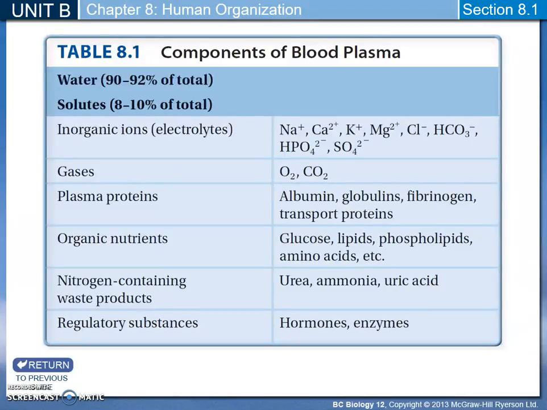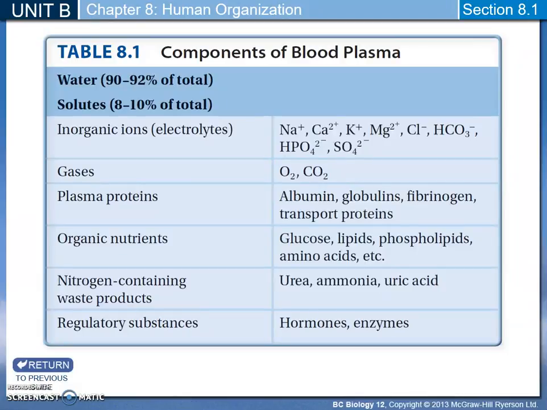And then, if we look at the components of plasma itself, it would be 90 to 92% water, and then 8 to 10% solutes. Of those, you would find inorganic ions, also referred to as electrolytes, so sodium, calcium, potassium, magnesium, chloride, etc. And then gases, oxygen and carbon dioxide.